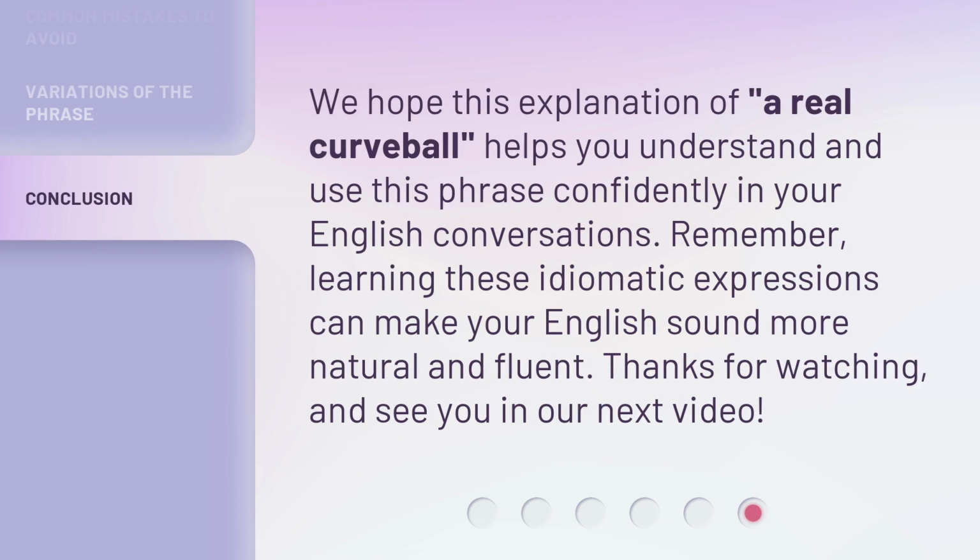We hope this explanation of a real curveball helps you understand and use this phrase confidently in your English conversations. Remember, learning these idiomatic expressions can make your English sound more natural and fluent.